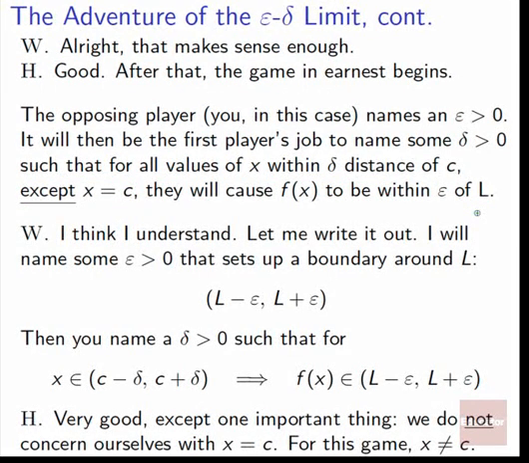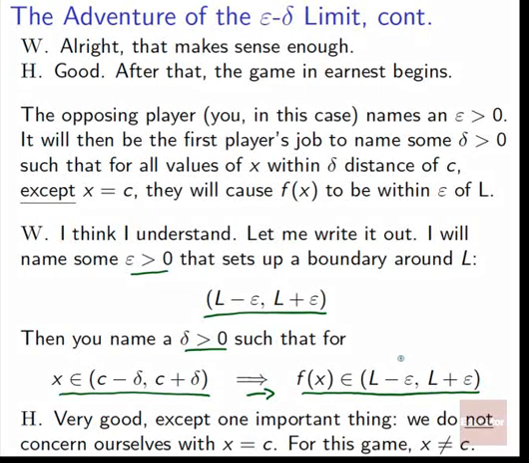I think I understand. Let me write it out. I will name some epsilon greater than zero that sets up some boundary around L. So we have some L minus epsilon to L plus epsilon boundary, right? We're going to be in that interval vertically. Then you name a delta greater than zero such that for x contained within c minus delta to c plus delta, so that horizontal bounding, we will wind up getting f of x contained in L minus epsilon to L plus epsilon, that is to say, the boundary that we set around L in the first place. I will set some boundary vertically, and then you will respond with some horizontal boundary that will put our function inside of that vertical boundary.